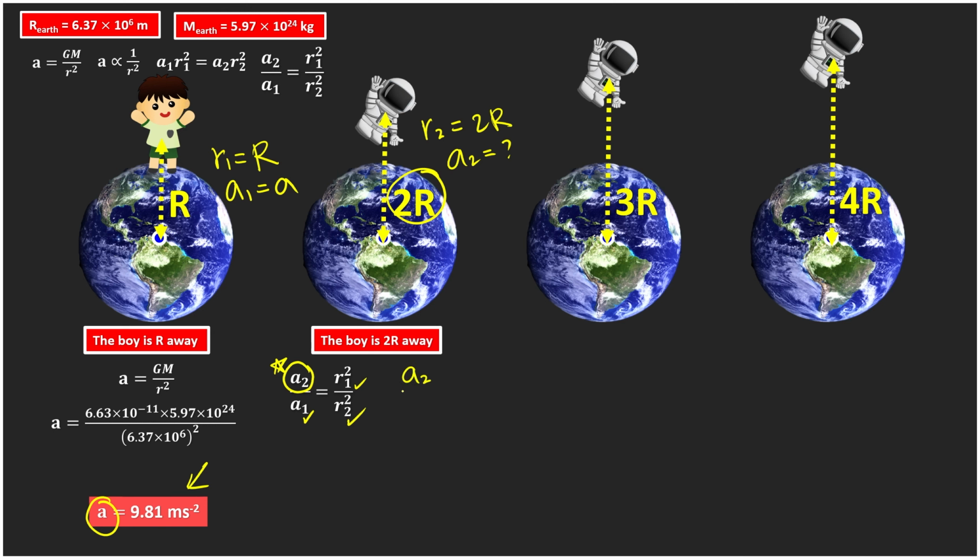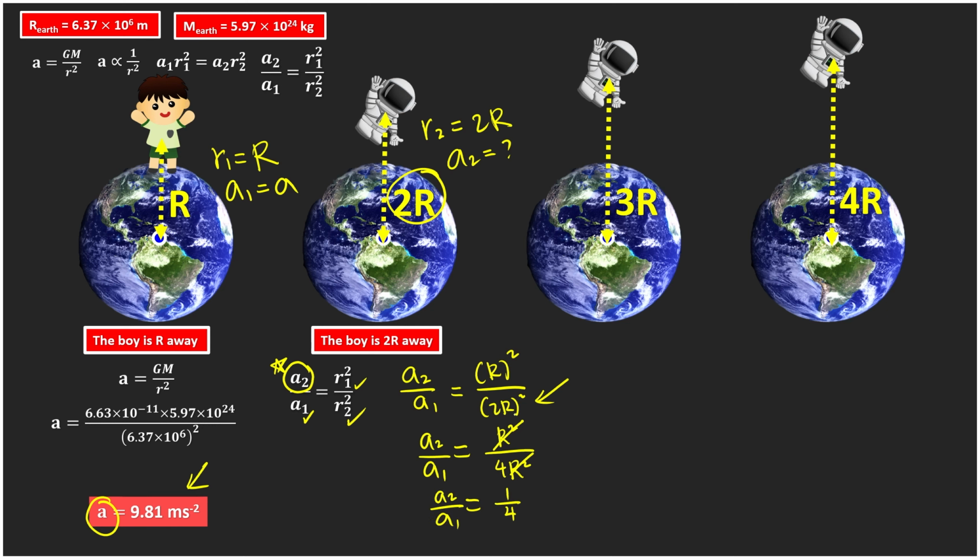So we have A2 over A1 equals R1, which is our R, over R2, which is our final state, and is actually 2R away. The common mistake is that whenever students want to expand the bracket, they forget to square the number as well. Don't forget to square the number. So that we have R squared over 4R squared, which is A2 over A1. And we can simplify the R squared. So now we are left with 1 over 4 equal to A2 over A1.